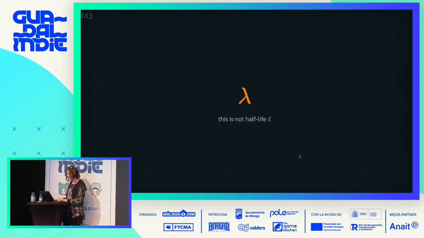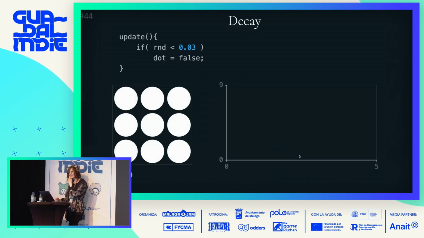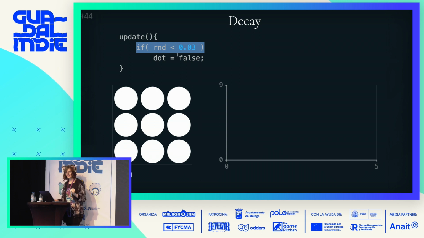Now, this is not Half-Life, which is very disappointing, I know. But I want to talk about something called decay. So let's say you have a set of dots, and each of these dots has an update loop, so it runs once every frame. And in this update loop, we have this condition that basically says there's a 3% chance that we will turn off this dot. That's it. That's what this does.